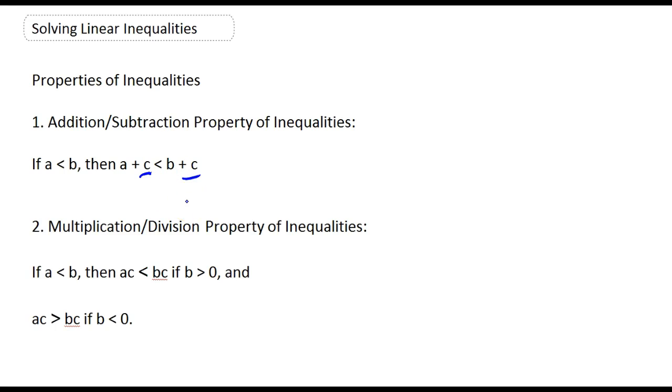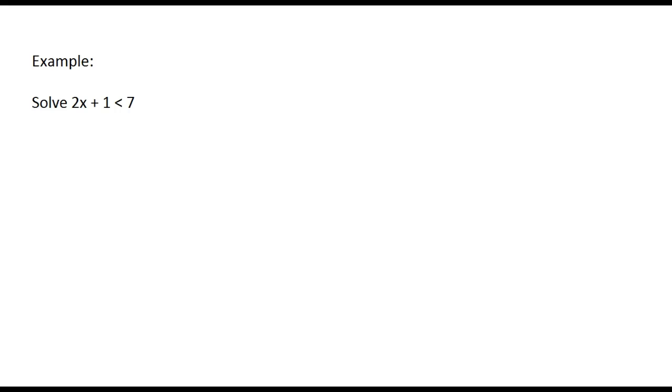The second one is the multiplication division property of inequalities, and here we have to be careful. We can multiply or divide by the same thing, making sure that we don't divide by 0. If it's positive, it stays the same. But if the thing we're multiplying by is negative, it switches the inequality. So that's what we have to watch out for. If we start with less than and we multiply or divide by a negative term, it's going to become greater than, and vice versa.